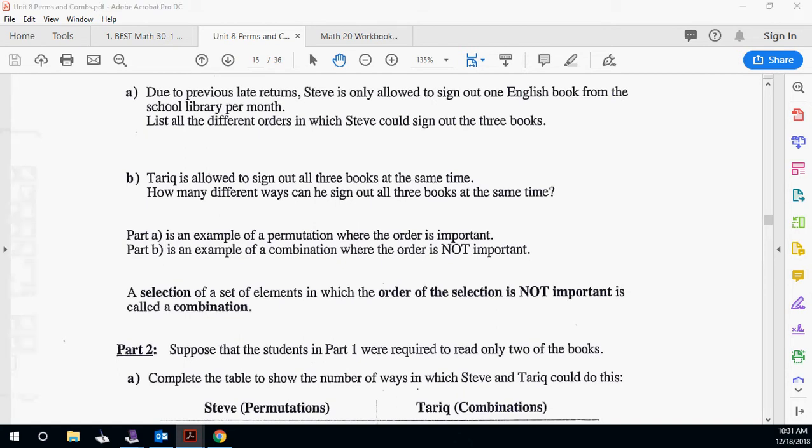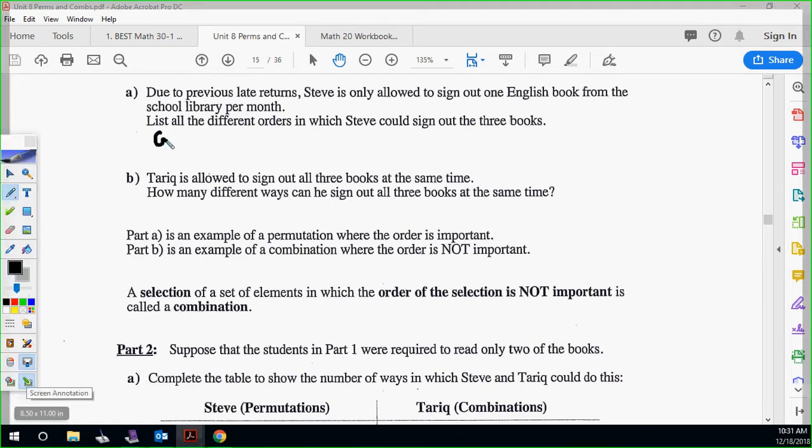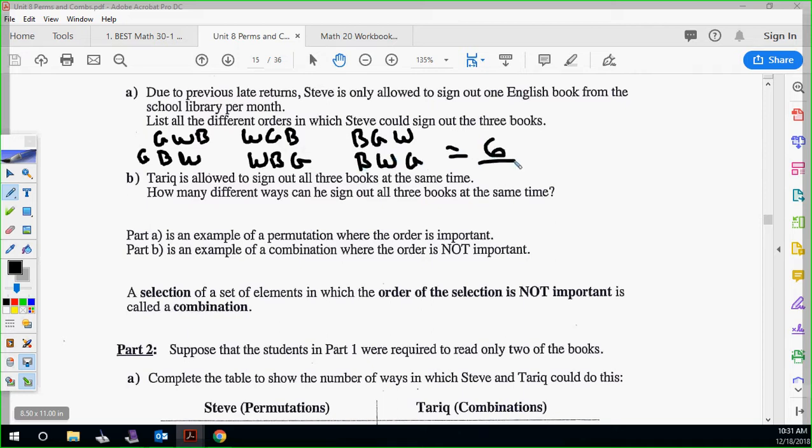So it's a little tedious, but he can only do GWB, GBW, WGB, WBG, and then BGW and BWG. So 6, which we also know is 3 factorial, right? 3 times 2 times 1. Okay, so we get all that stuff calculated.